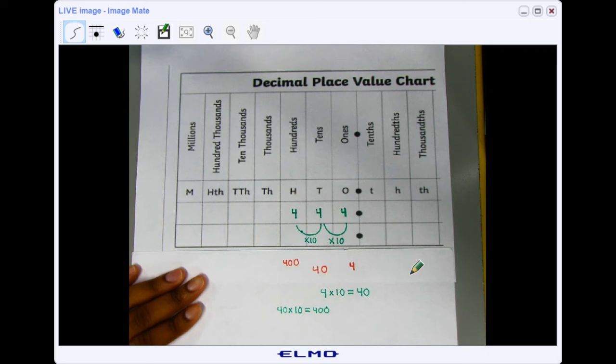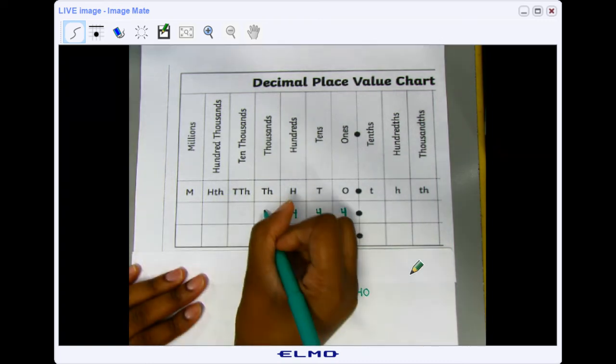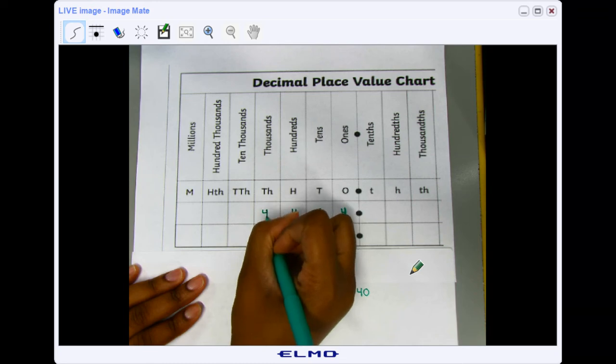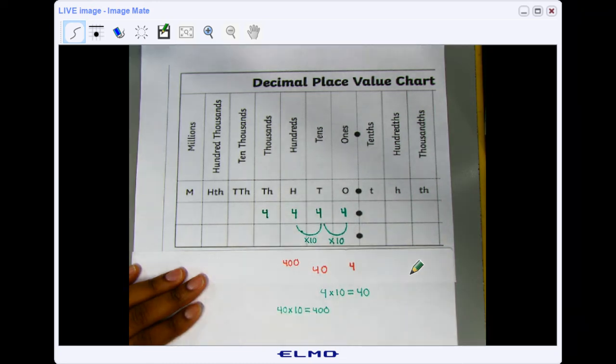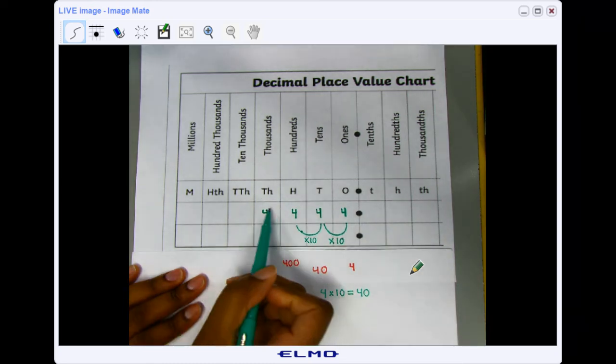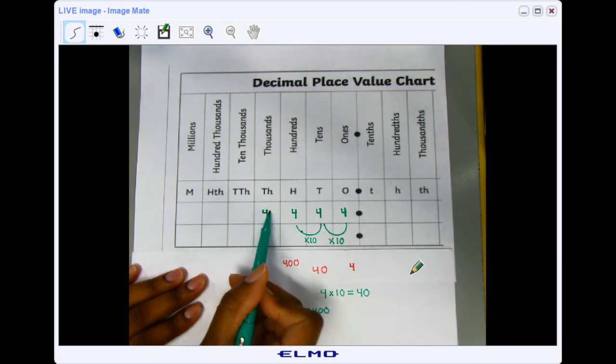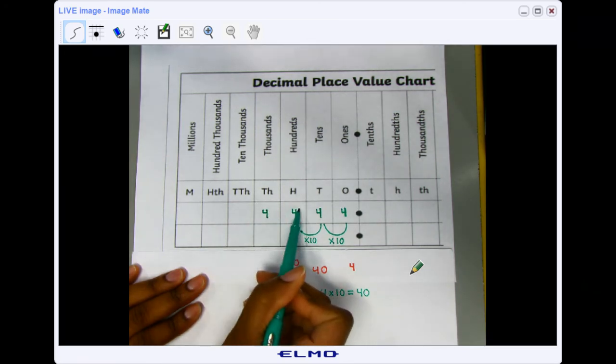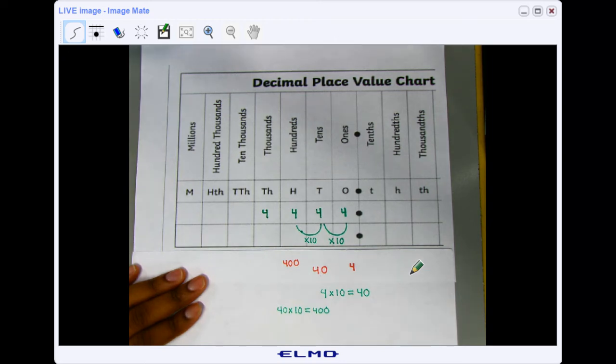Okay, I want you to go ahead and try that with different place values now. What if we were comparing the thousands place to the hundreds place? Write a number sentence proving that the thousands place is 10 times larger than the hundreds place. Pause the video here to do that now.